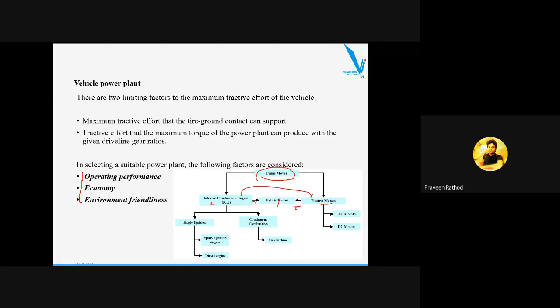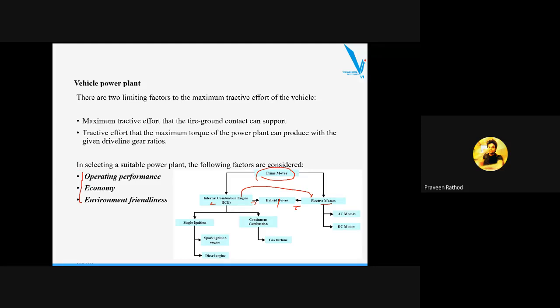As we have seen from many of the last lectures, how to remain environment friendly and how to reduce emission. So it should be economic also. For a particular application, the ideal performance characteristic of a power plant should be constant power output, so that over the full speed range the vehicle can run.